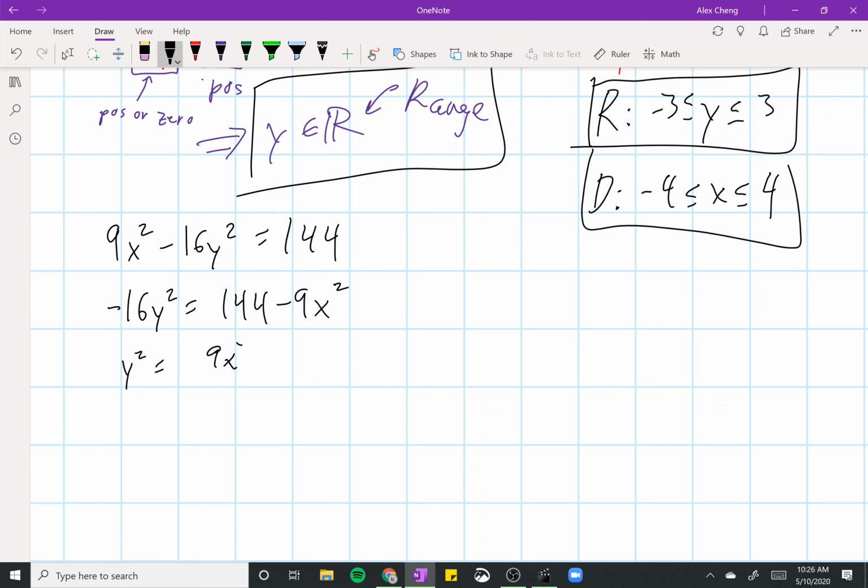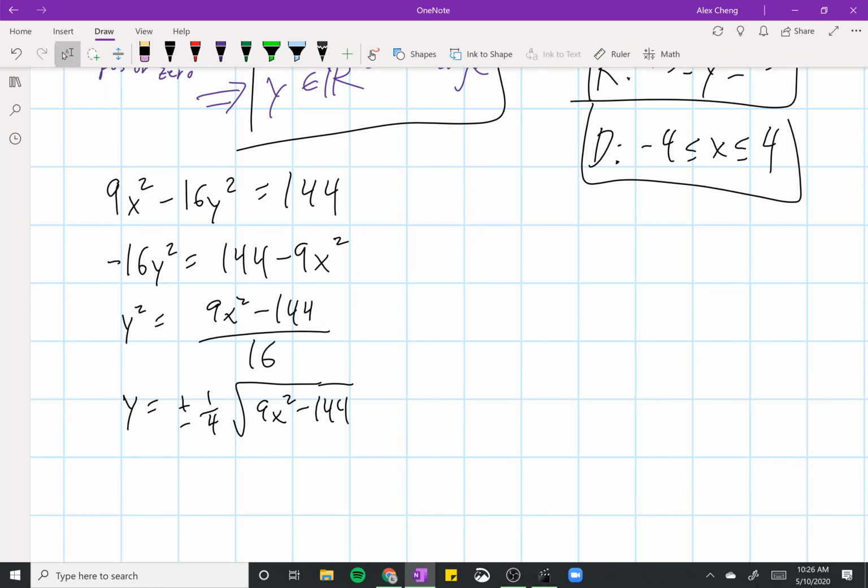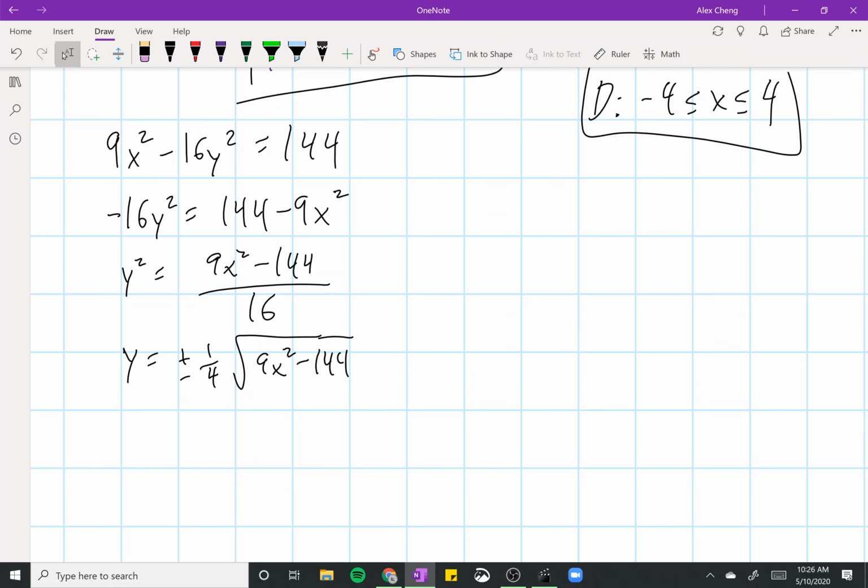So that'll be 9x squared minus 144 over 16. And now I can take the square root. So I'll leave with y equals plus or minus 1/4 times the square root of 9x squared minus 144. I fast forward through a little bit of the arithmetic, but hopefully this checks out with you.